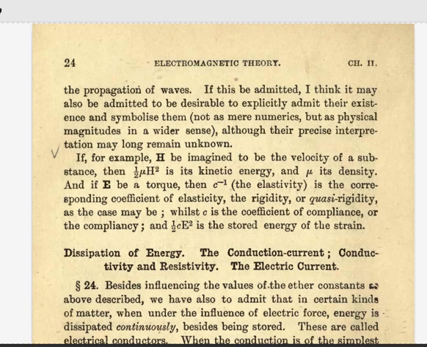If this be admitted, I think it may also be admitted to be desirable to explicitly admit their existence and symbolize them, not as mere numerics, but as physical magnitudes in a wider sense, although their precise interpretation may long remain unknown. If, for example, h be imagined to be the velocity of a substance, then 1/2 mu h squared is its kinetic energy and mu its density. And if E be a torque, then 1 over c, the elastivity, is the corresponding coefficient of elasticity, the rigidity, or quasi-rigidity, as the case may be, while c is the coefficient of compliance, or the compliancy, and 1/2 c times E squared is the stored energy of the strain.